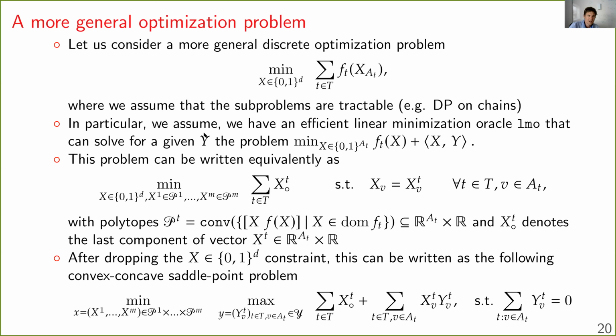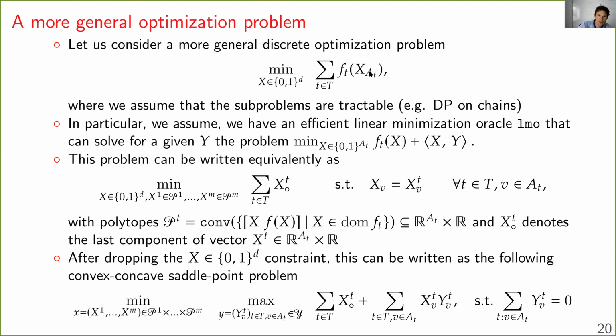So now this problem can be equivalently written as an optimization problem over polytopes. For this, we define the polytope T as the convex hull of X, which are these binary variables, together with an additional coordinate that represents the function value f of x. So it's in R to the A_t, the set of variables for this particular term t, times R, and this additional dimension is for the function value. And we also denote as x_0t the last component of the vector x_t. This last component corresponds to the function value in this polytope.